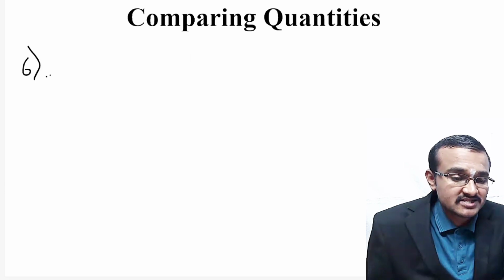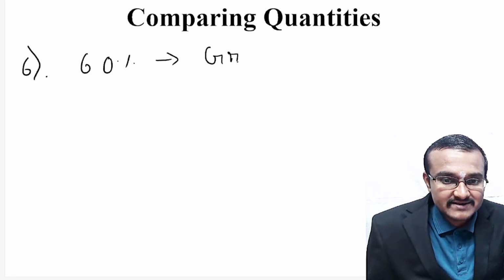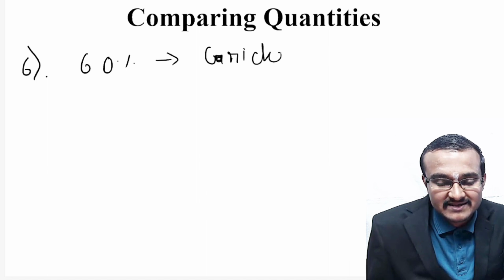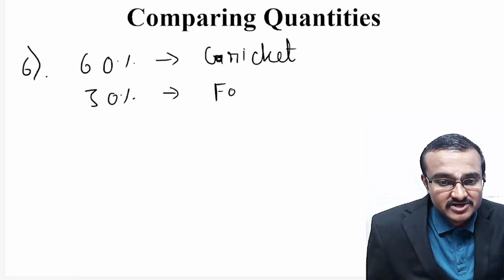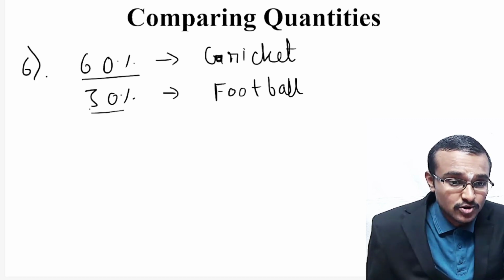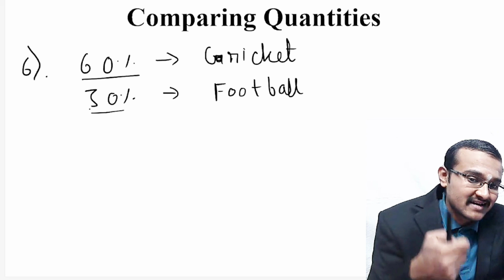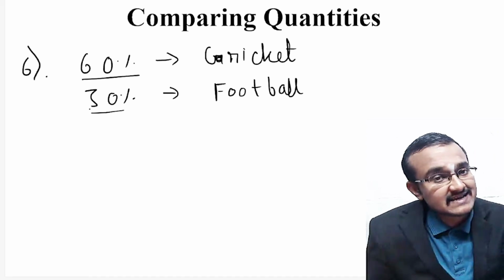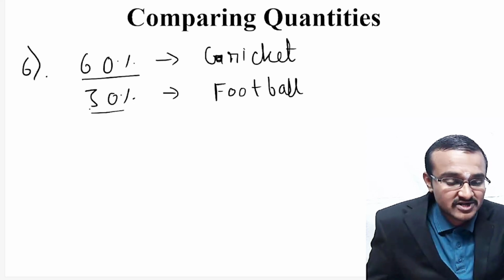Coming to the sixth question in this exercise, they have given that in a city 60% of people like cricket and 30% of people like football. How many percent of people are not liking either cricket or football, but are liking other games other than football and cricket? You should find that out. That is the first part of this question.